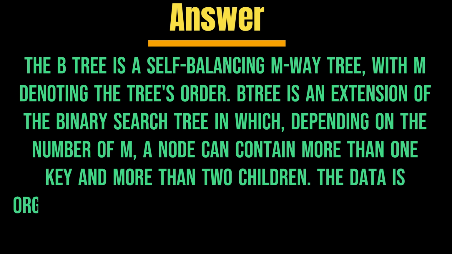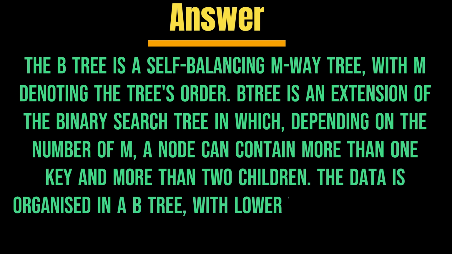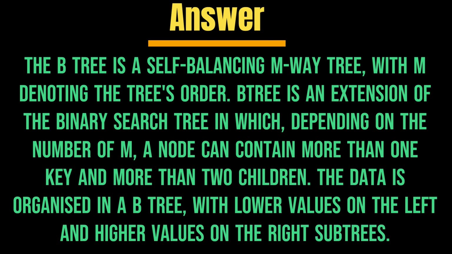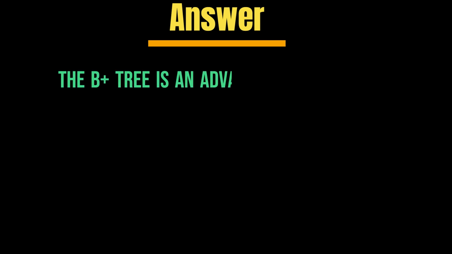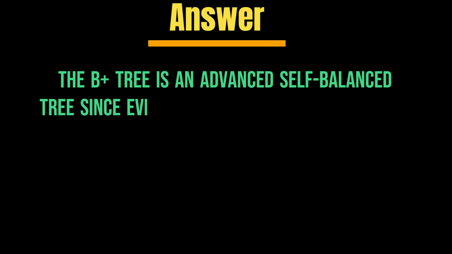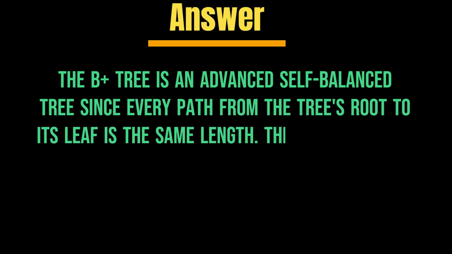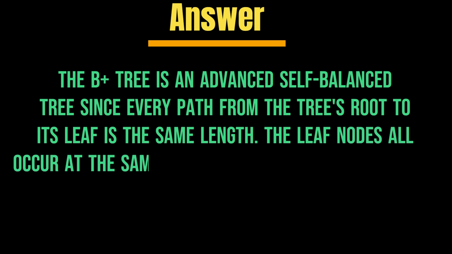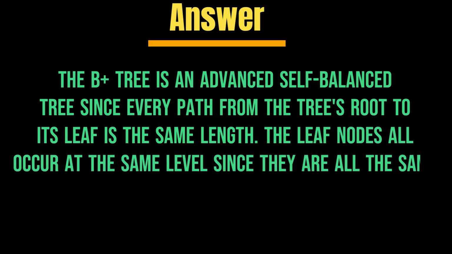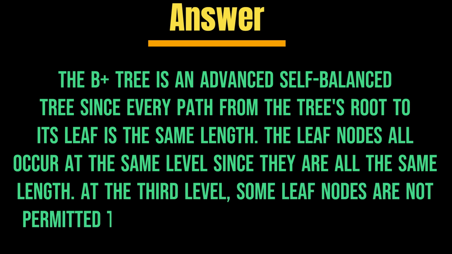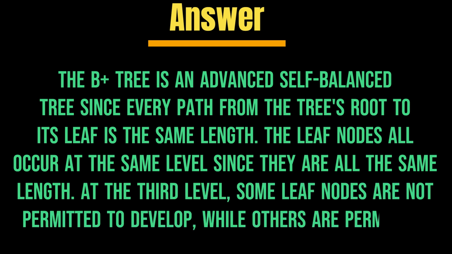The data is organized in a B tree, with lower values in the left and higher values in the right subtrees. The B+ tree is an advanced self-balanced tree since every path from the tree's root to its leaf is the same length. The leaf nodes all occur at the same level since they are all the same length. At the 3rd level, some leaf nodes are not permitted to develop, while others are permitted.